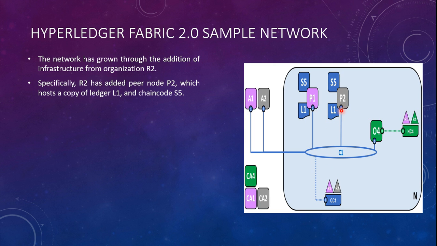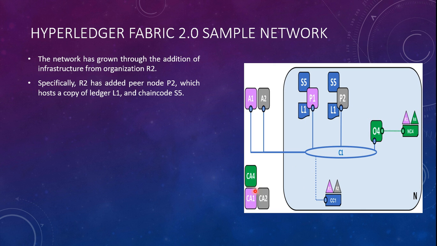Since both P1 and P2 are part of the same channel C1, they have the same copy of the ledger L1 which is updated by ordering service O4. Both of them have the same chain code, smart contract S5, on their peer nodes, and they have their respective applications A1 and A2 which are external to the network.